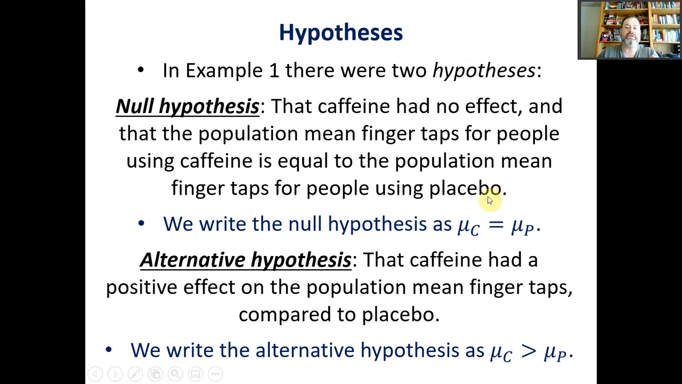You can see that the symbols have their meanings here, right? So mu c equals mu p. Everything after the word population is wrapped up in these tiny little symbols. The population mean, mu, finger tapping is our variable, finger tap rate, so the speed is our variable, taps per minute. C for caffeine is equal to the population mean, finger tap rate is our variable for placebo. So these symbols are writing it in this funny way that you'll eventually get used to.